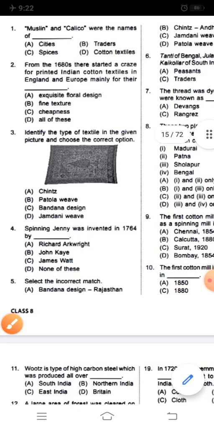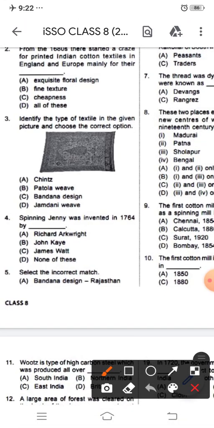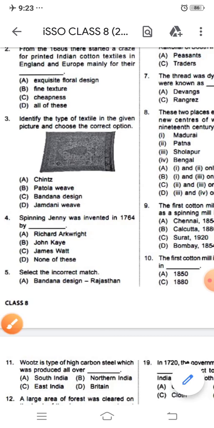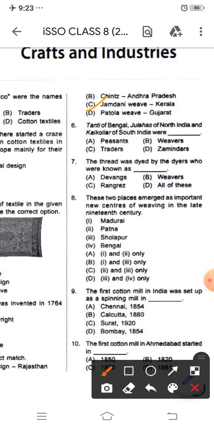Next is select the correct match. Option A, bandana design, Rajasthan. Next is chintz, Andhra Pradesh. Next is jamdani weave, Kerala, and patola weave from Gujarat. The correct option from these I'm going to choose is option C, jamdani weave, Kerala.